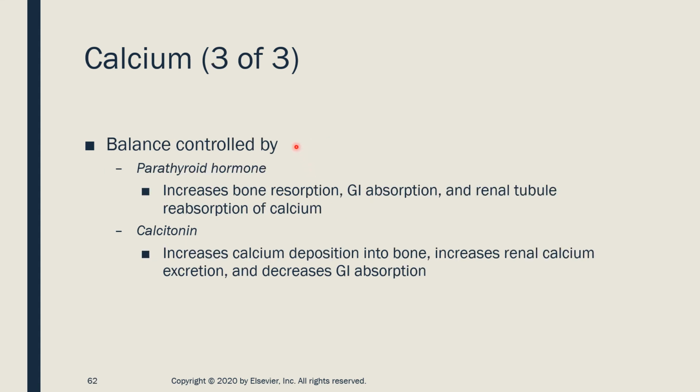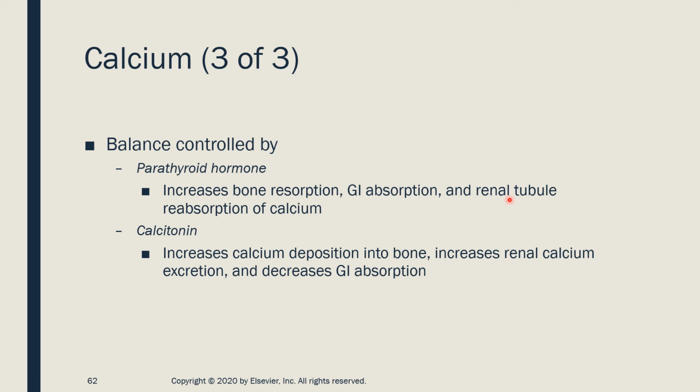Now, remember that calcium is controlled by parathyroid hormone. When our blood doesn't have enough calcium, parathyroid hormone will be released from the parathyroid gland, and it increases the release of calcium from the bone. That's why you can see here it increases bone resorption. It increases the absorption of calcium at the gut, and the renal tubule will reabsorb calcium.